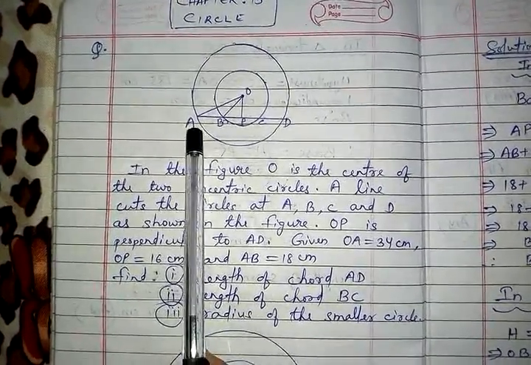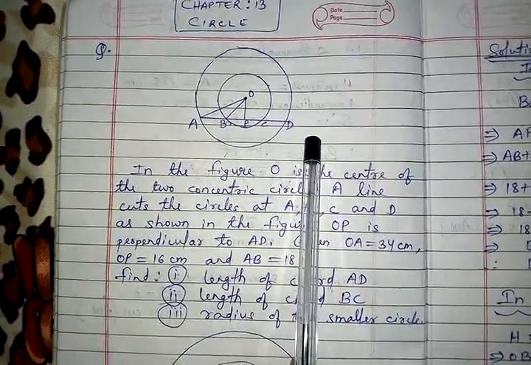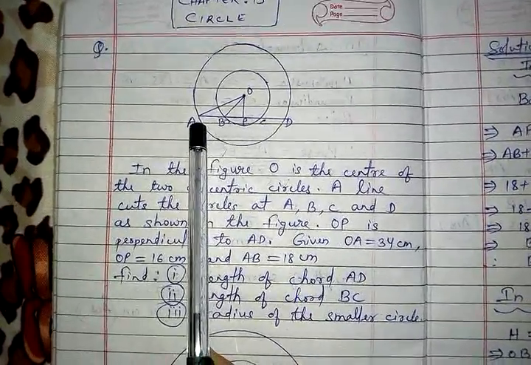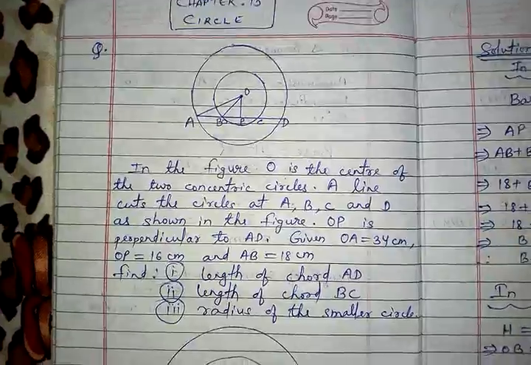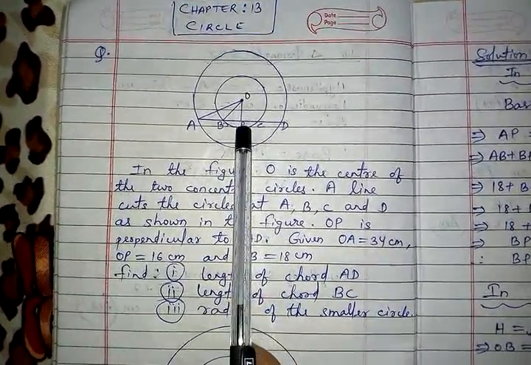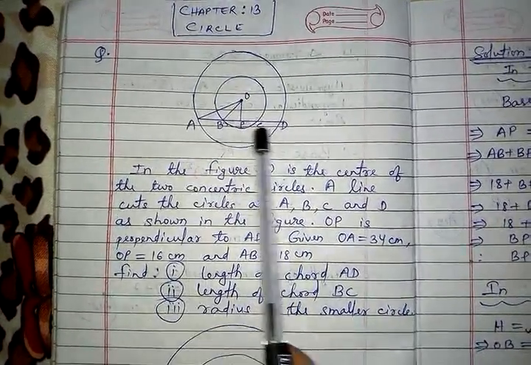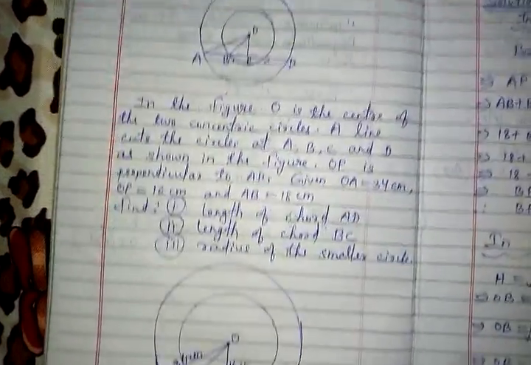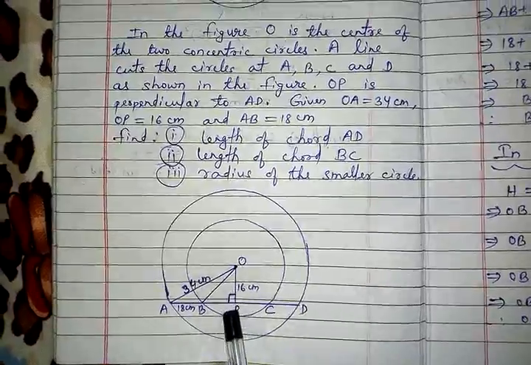So you can see here in the figure there is a chord. The name of the chord is AD, but while it passes through the circle, it cuts at A, B, C and D. OP is perpendicular to AD. So OP means a line is coming from the center of the circle and it is perpendicular to the chord AD. So in my solution you can see perpendicular means it is 90 degrees. So I have shown a 90 degree.